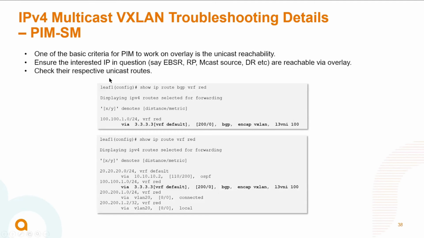This is what I have covered here: the unicast reachability to the BSR, RP, the multicast source, or the DR router. All these routers need to be reachable via the overlay route. What you can try is show ip route bgp vrf, which will tell you via which tunnel, which VTEP, it is learned. We can check that it is learned over the tunnel, via VXLAN encap and via this particular tunnel.